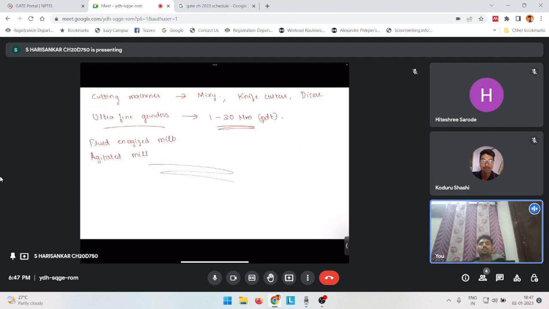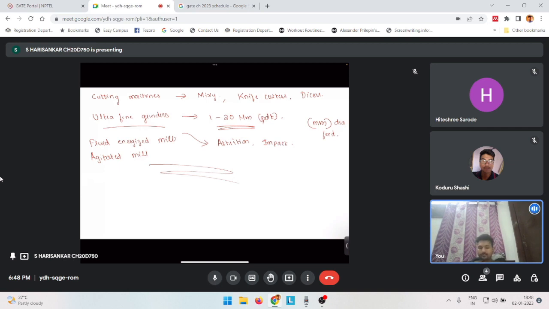So in these ultra fine grinders, you can put very small particles in the range of dia feedstock inside these fluid ultra fine grinders, and you will get very fine particles in the range of 1 to 20 micrometers. And the principle of ultra fine grinders is also attrition. The main principle is attrition and also impact, right?